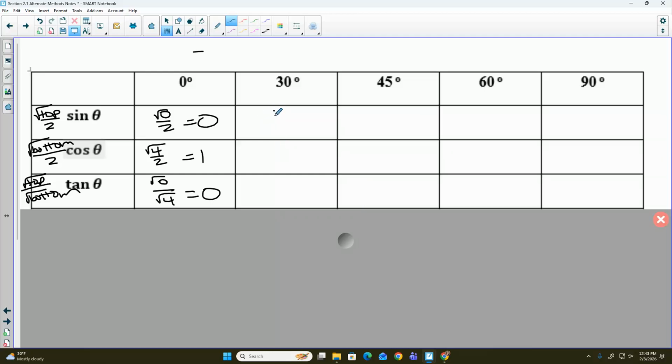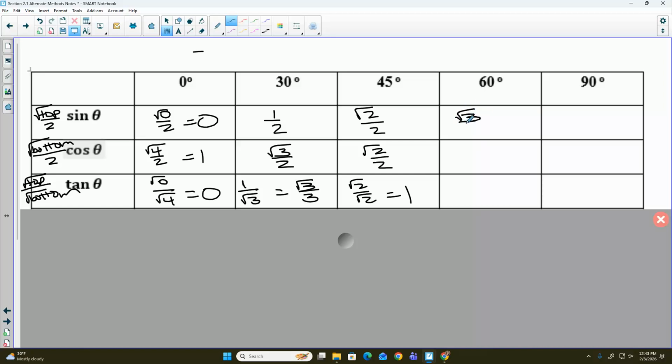30, sine, square root of 1 over 2 is a half. Cosine, square root of 3 over 2. Tangent, square root of 1 over square root of 3 is radical 3 over 3. 45, sine, square root of 2 over 2. Cosine, square root of 2 over 2. Tangent, square root of 2 over square root of 2 is 1.